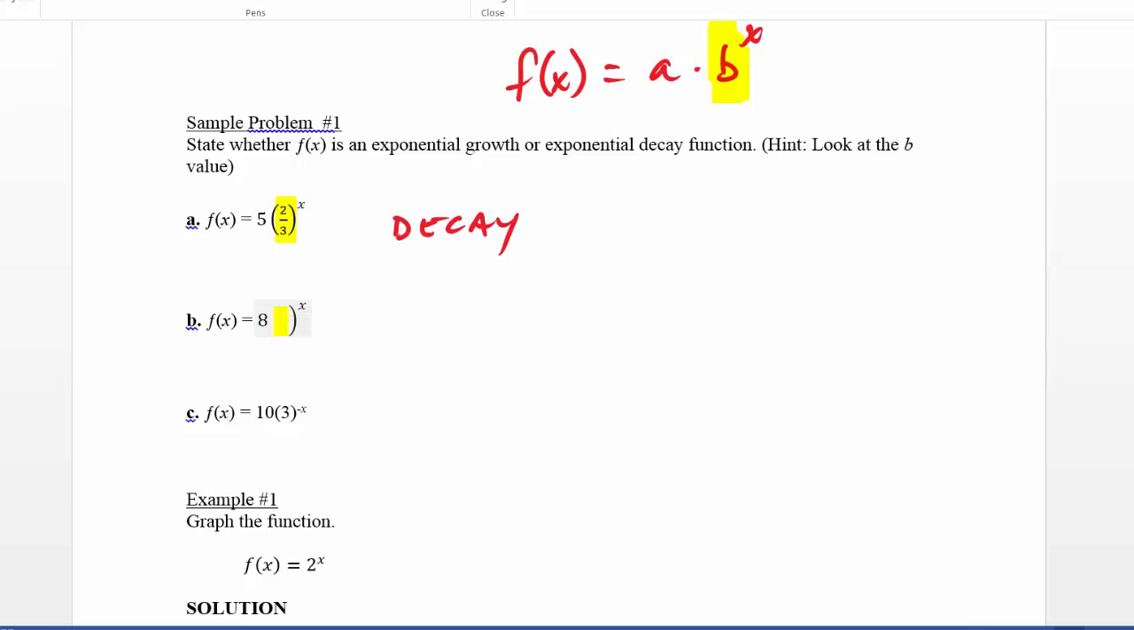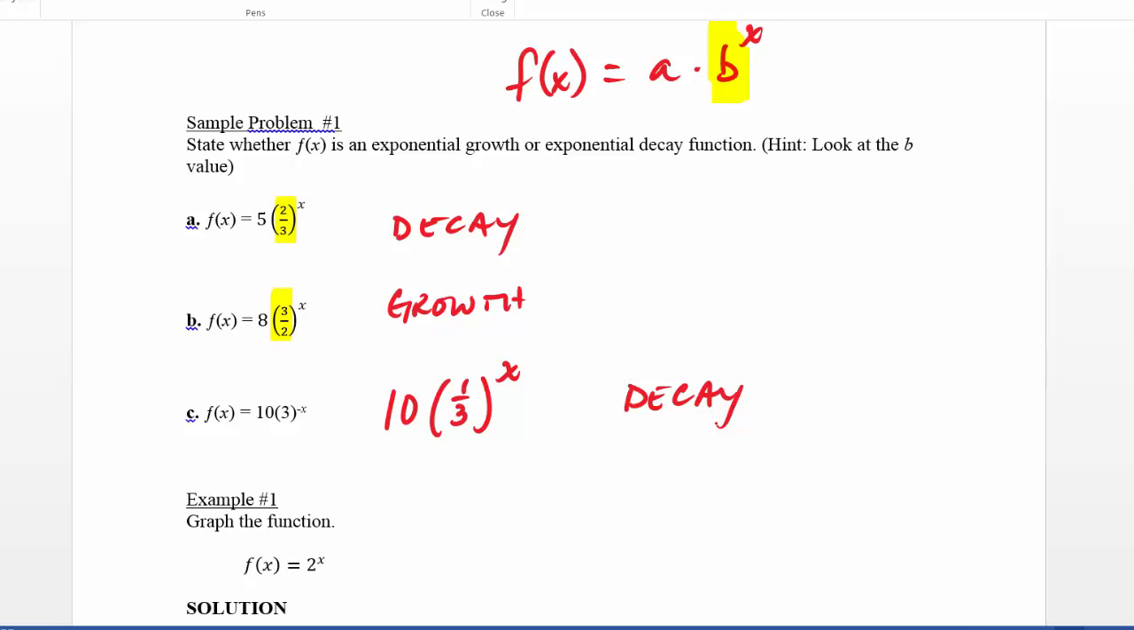Now the next one's a little tricky. We have 3/2, and it's in a fractional form, but that 3/2 is actually greater than 1. So since it's greater than 1, we know that that's going to be a growth function. The last one actually needs to be rewritten. We can see here that it's 10 times 3 to the negative x. To make that a positive x, we would make that 1/3 raised to the positive x value. And so now that we have 1/3 as a b, we know that that is a decay.